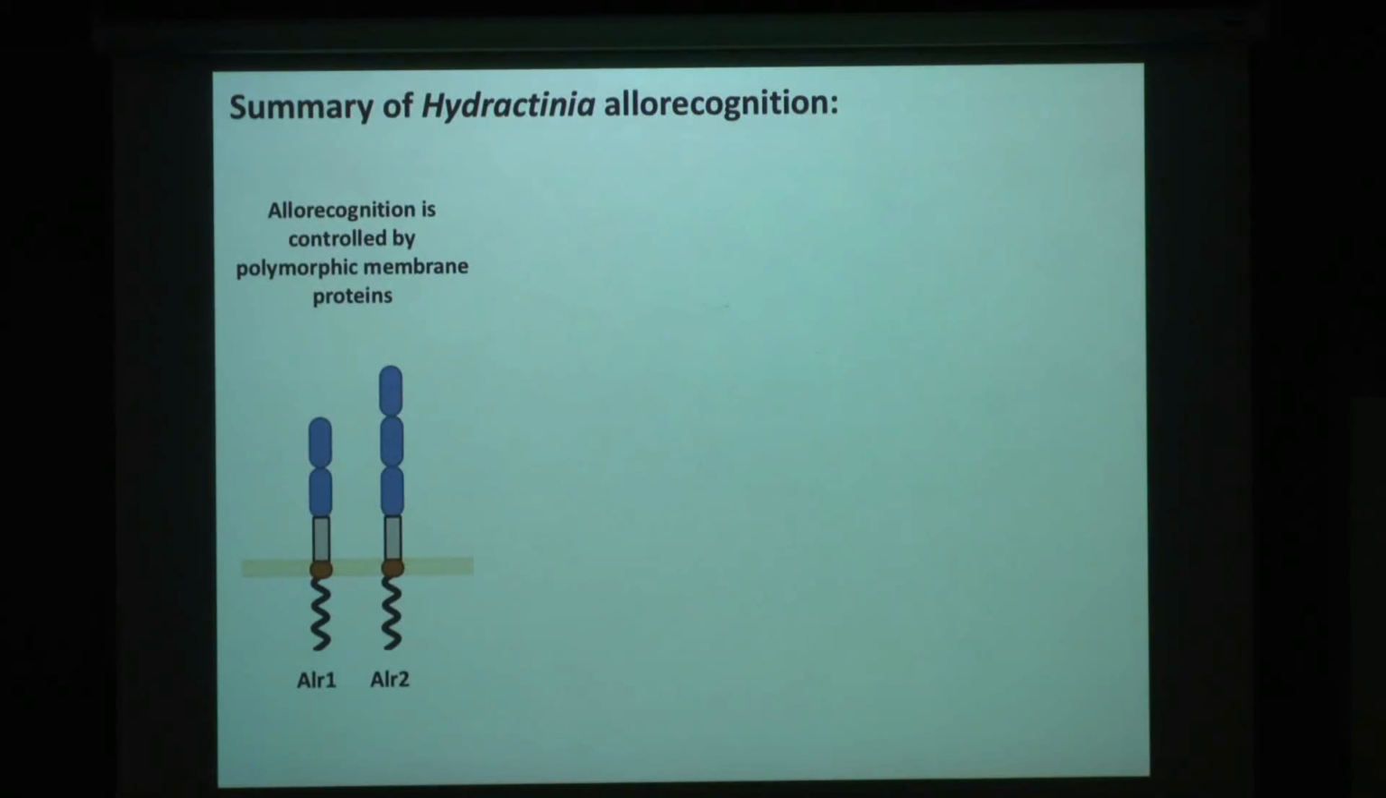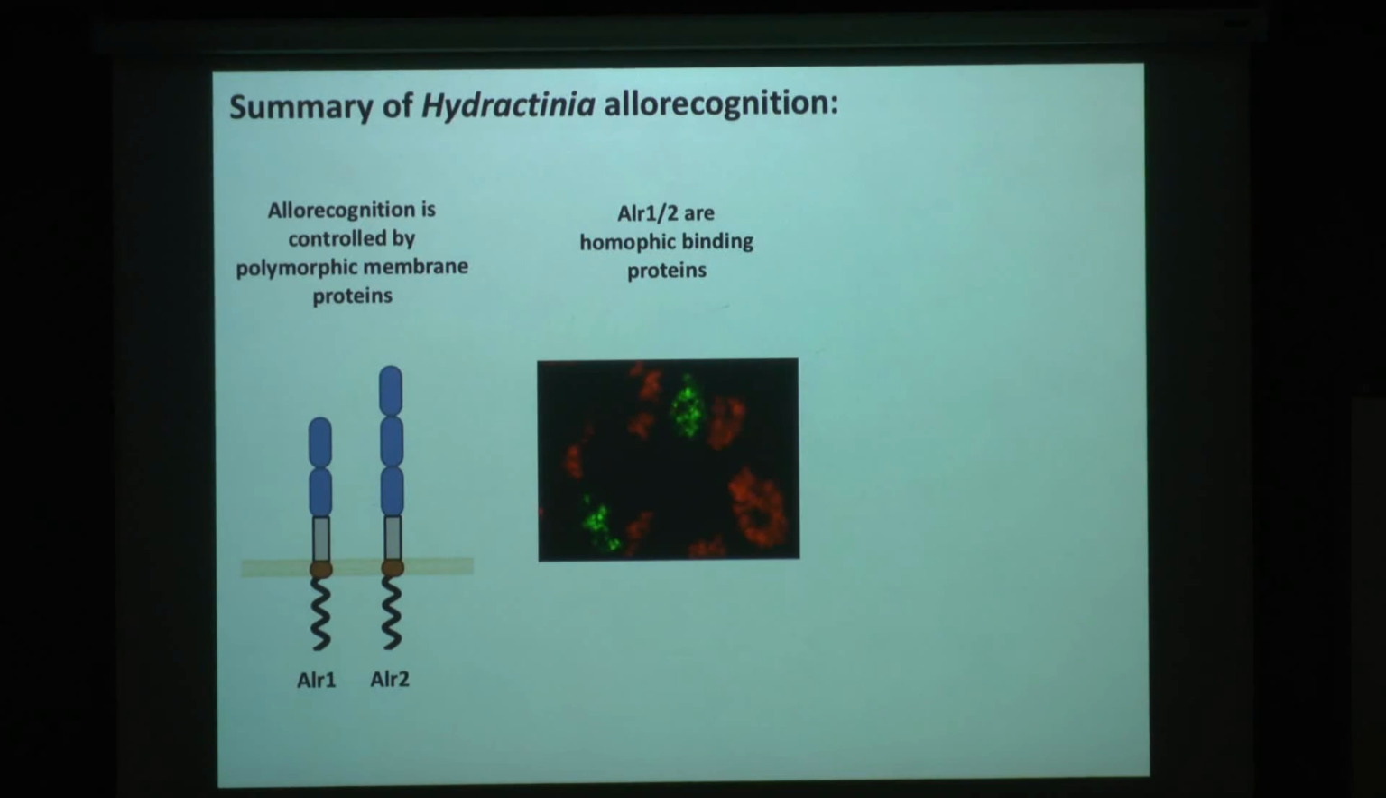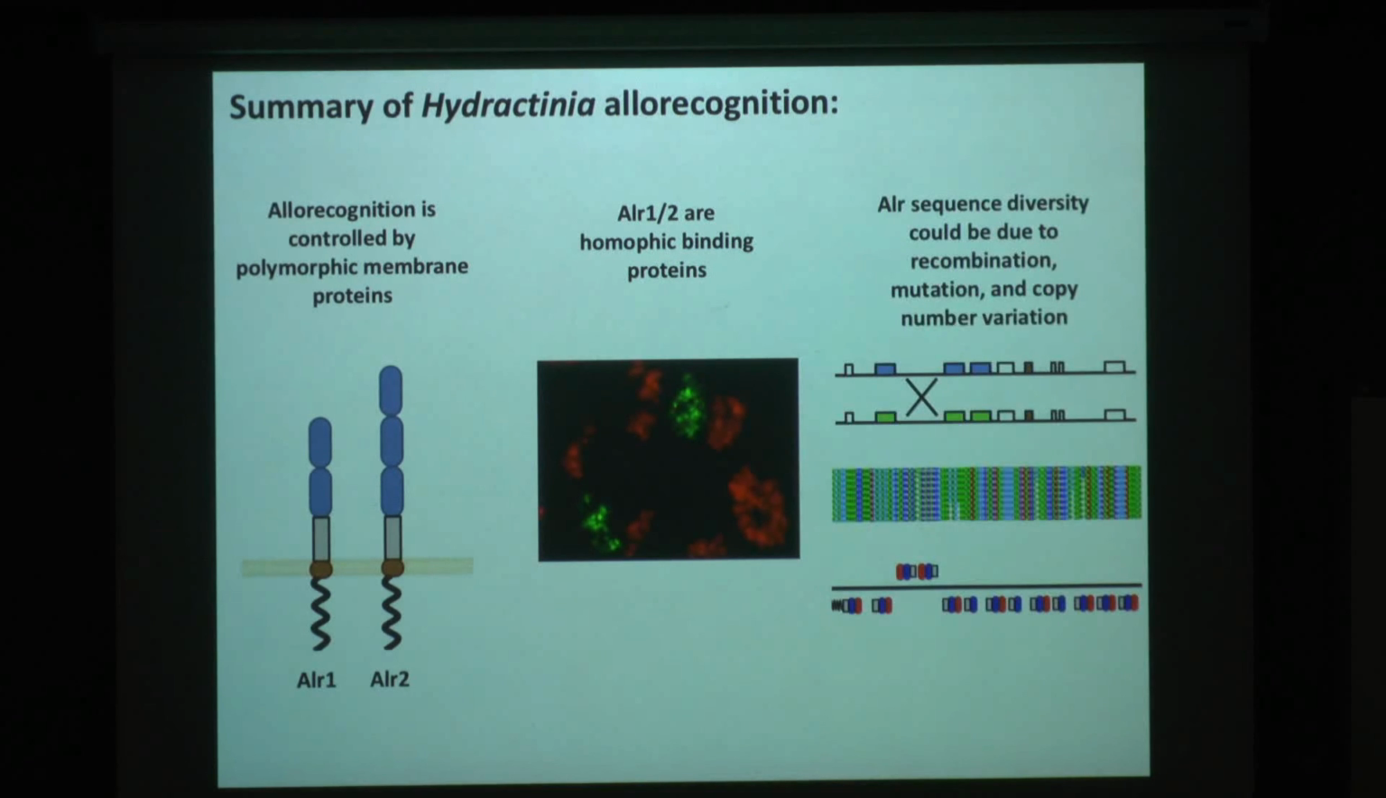Just to sum up here, I hope that I've convinced you that allorecognition is controlled by these two genes. And that the way they seem to work, at least in vitro, and we think in vivo, is that they are homophilic binding proteins that have a really remarkable specificity, and that there's hundreds of alleles out in nature, and that by recombination, mutation, and perhaps copy number variation, there's a huge diversity of allorecognition specificities, and that's what allows the system to be so specific and let these colonies do something that's pretty remarkable, right? They can tell self versus non-self just by touch.